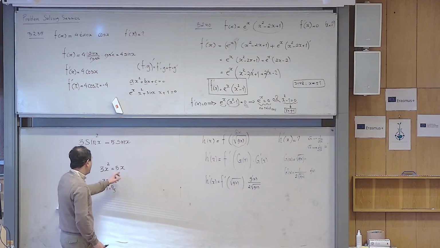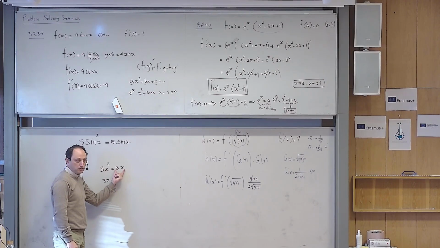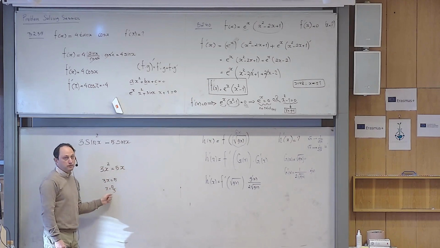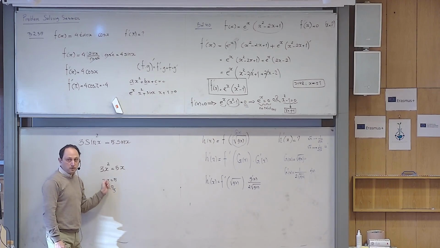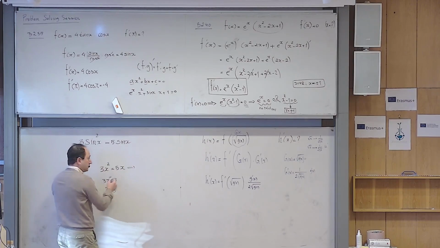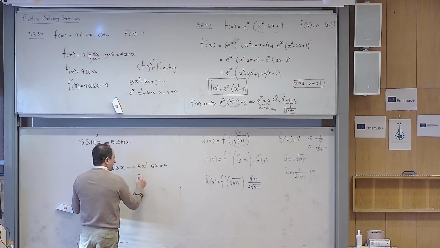Why? Because if I put x equal to 0, the left-hand side becomes 0, the right-hand side also becomes 0. So if I ask you how many solutions there are to this equation, how many solutions are there? 2. But if you solve it in that way, you find only one of them. So the correct way of solving this equation is to move this to the left and write it 3x squared minus 5x, and then factor x out.